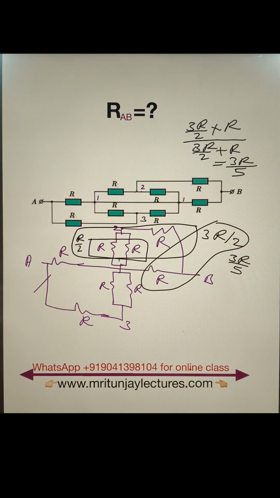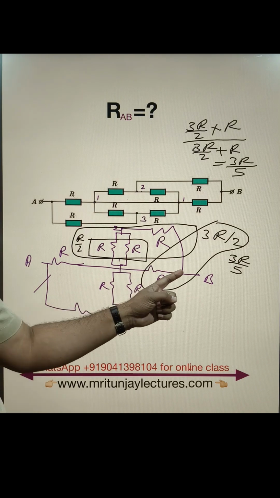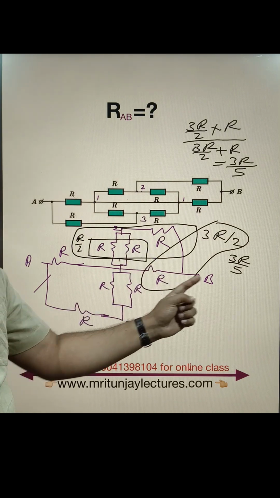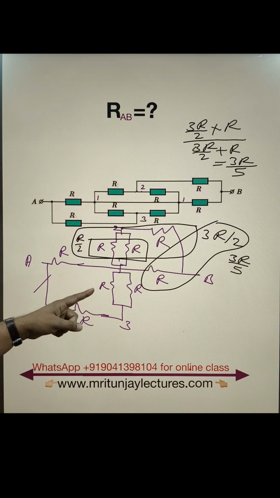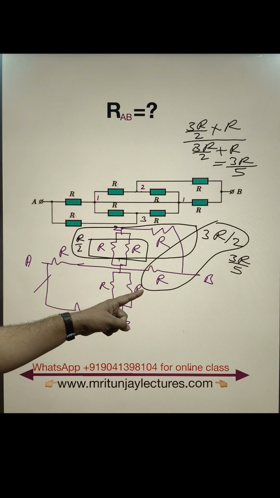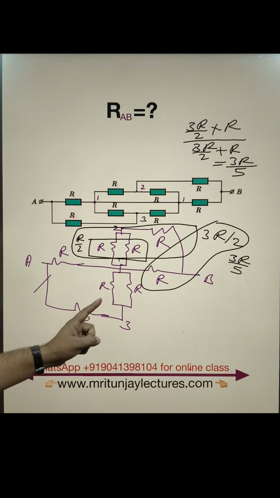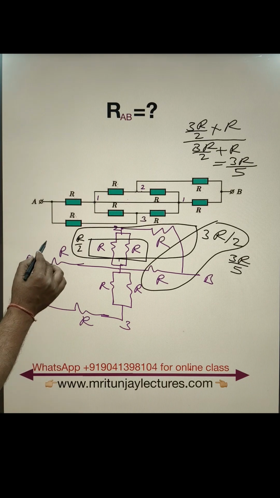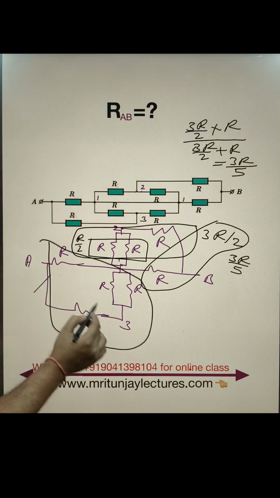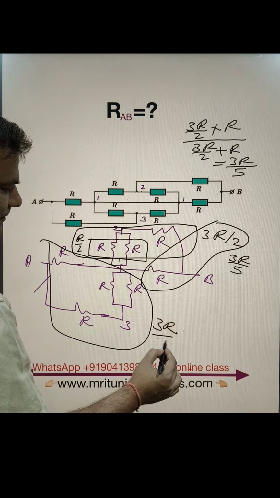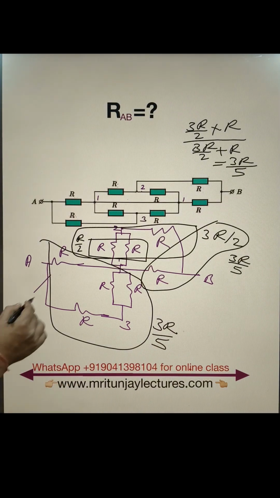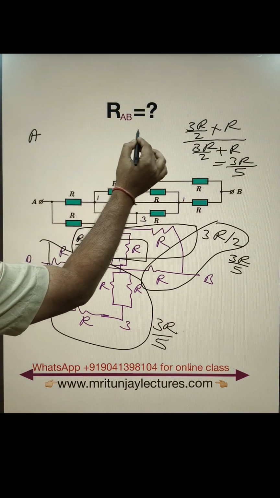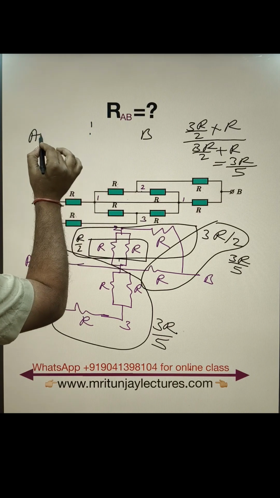Clear? So here 1 to B equivalent resistance is how much? 3R by 5. Same thing here, these two are parallel, so R by 2 and R in series. So 3R by 2, and 3R by 2 and R parallel. So that combination is how much? 3R by 5. After that, here A and here B and that point is 1.